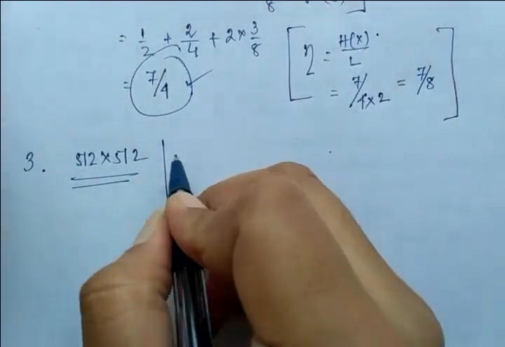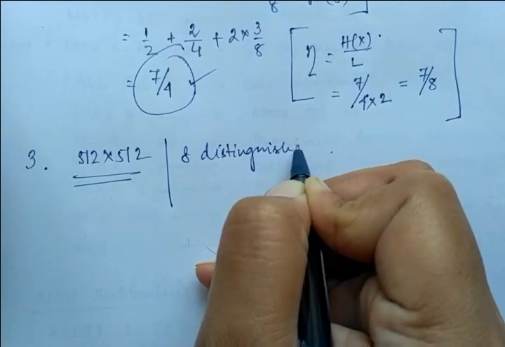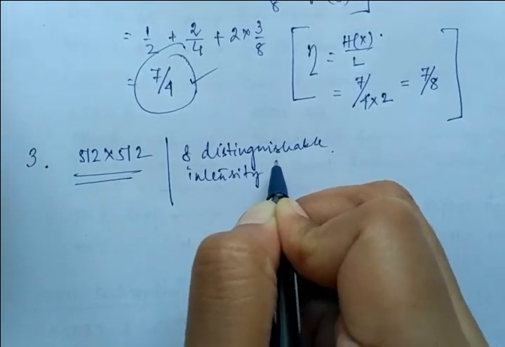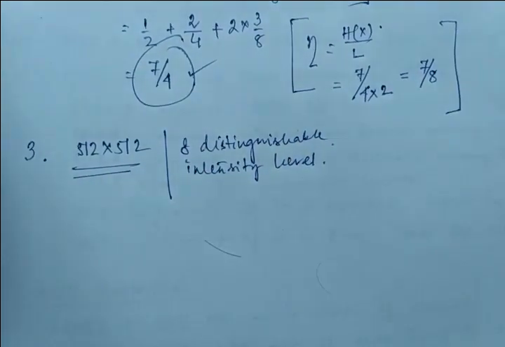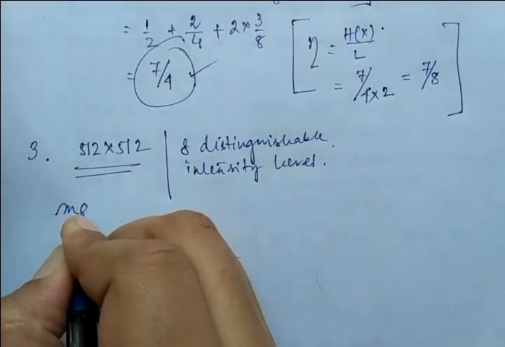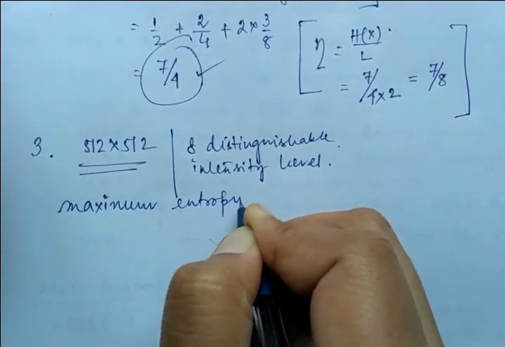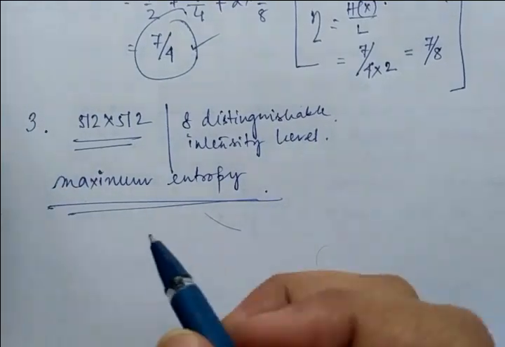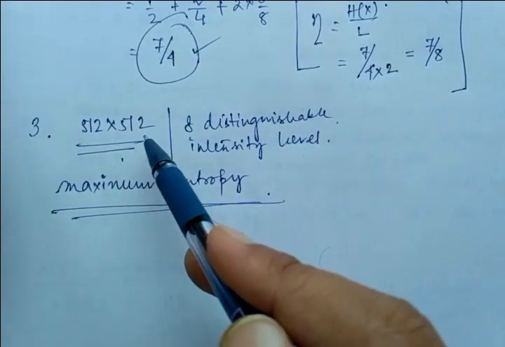So I am writing here: 8 distinguishable intensity levels. From this portion we will calculate the overall thing, and we have to calculate the maximum entropy in the above image. Maximum entropy means, first, what is my size? My size is 512 cross 512.